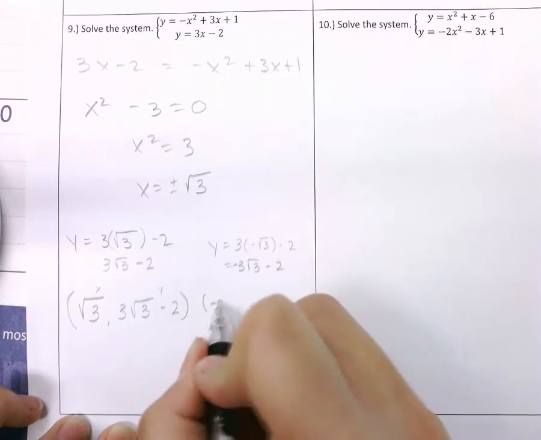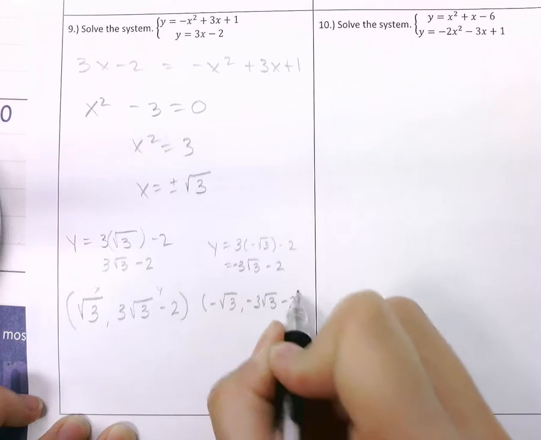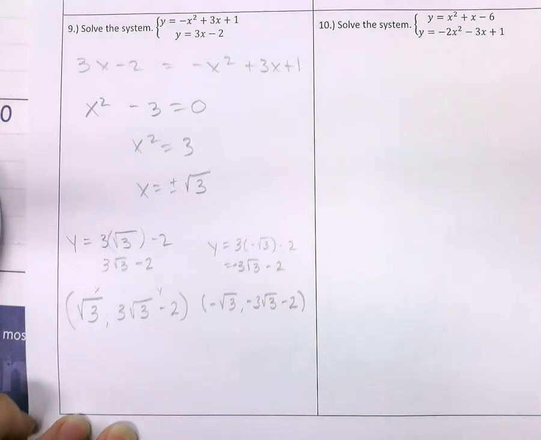Okay, so you get the negative square root of 3 and then negative 3 root 3 minus 2 as your second point. Could we put it in decimals? Actually, putting something in decimal form is not simplifying. That is called rounding. That's called evaluating and rounding, which is bad because that's an approximate answer instead of an exact answer.